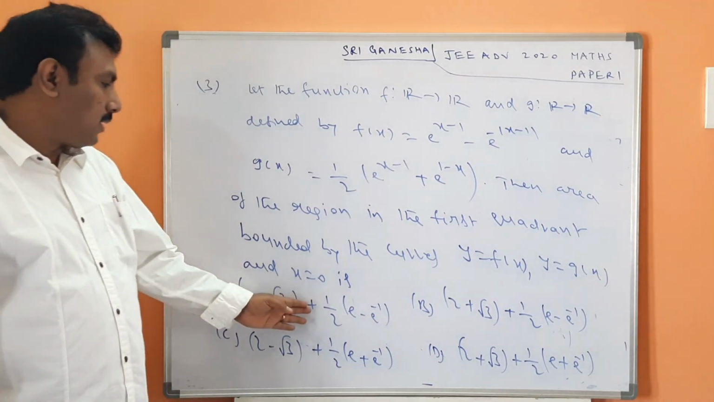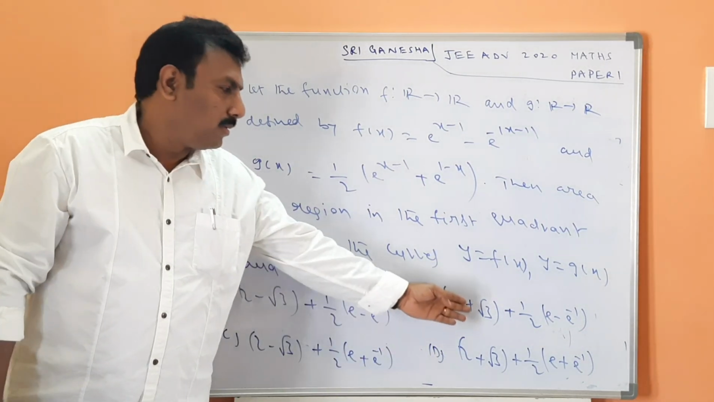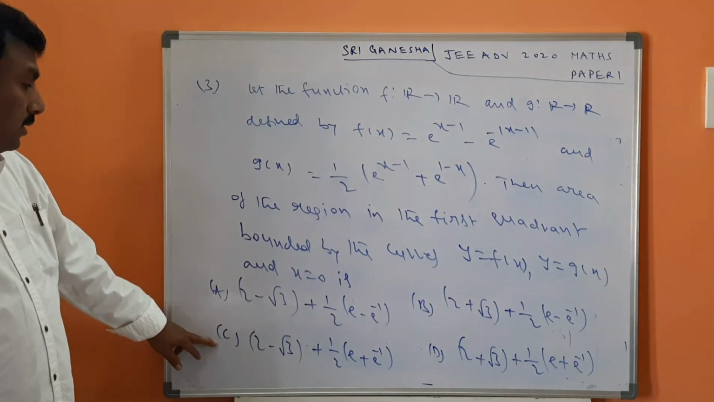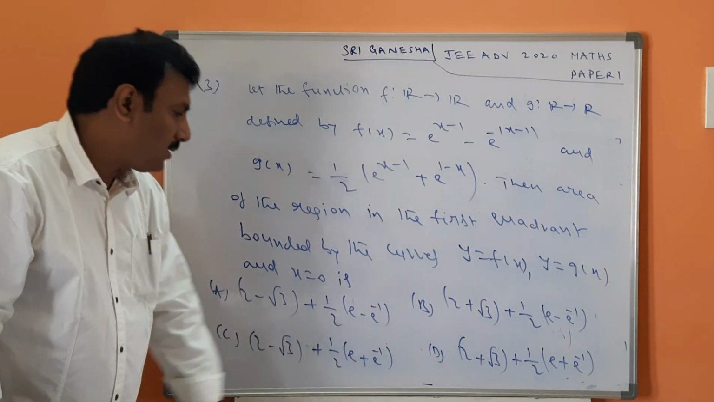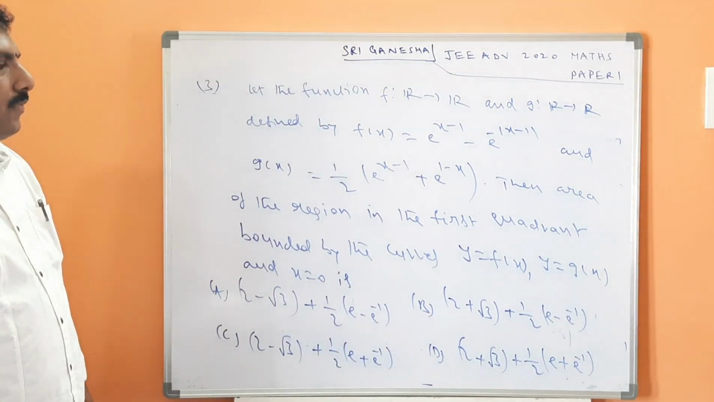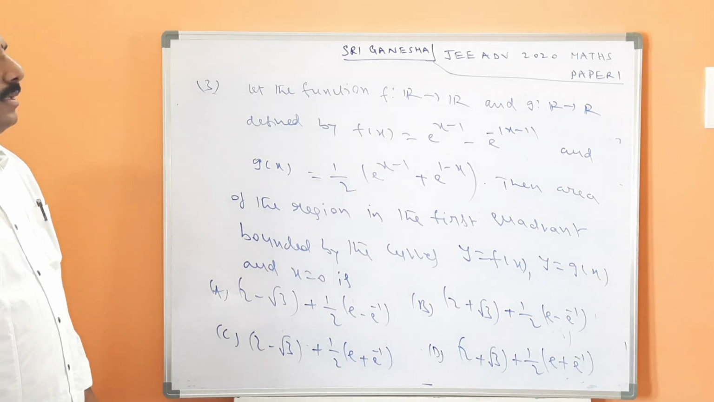Option A, 2 minus root 3 plus 1 by 2 into e minus e inverse. Option B, 2 plus root 3 plus half into e minus e inverse. Option C, 2 minus root 3 plus half into e plus e inverse. Option D is 2 plus root 3 plus half into e plus e inverse, in square units.